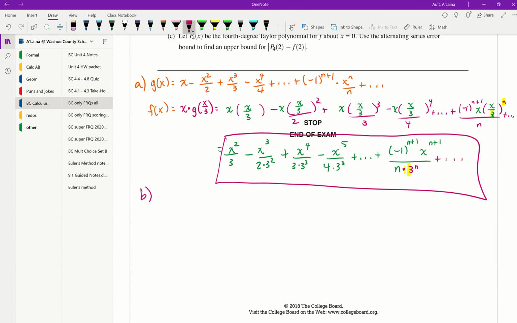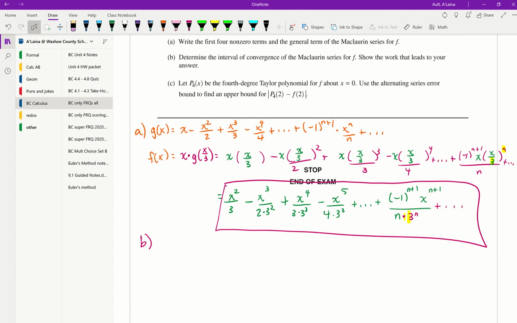Part B. Determine the interval of convergence for the Maclaurin series for f. Show the work that leads to your answer. I'm going to be using the ratio test with that general term.